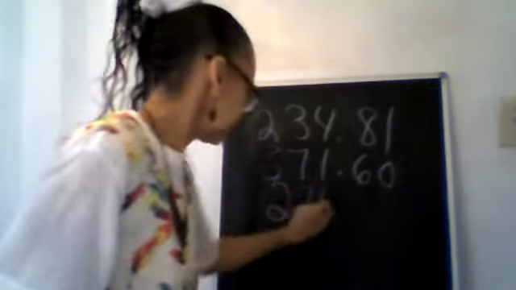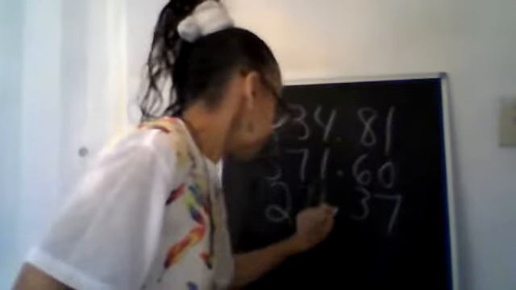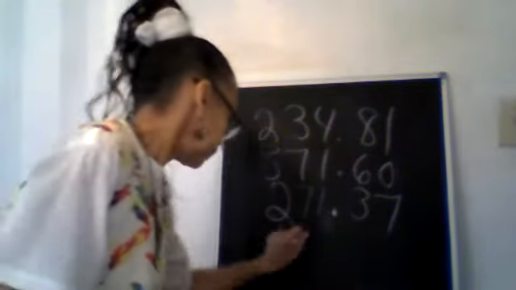Let's try another one like that. We have 234.81, and then we have 371.60, and then we have 271.37. Make sure I got my dots. And then we have 408.55.